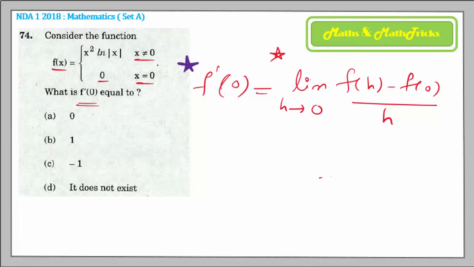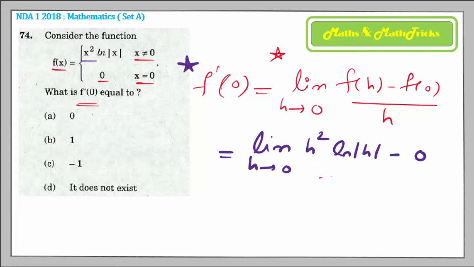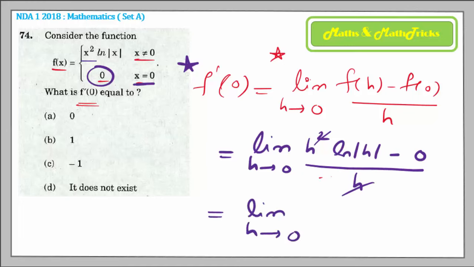Now let us evaluate this. So this is equal to limit h tends to 0, calculate f of h, it will be h square ln of mod h minus f of 0, which will be clearly 0. For f of h we have written h square ln mod h, and for x equal to 0 you can see f of 0 we have to take to be 0, so I am taking 0 there. So upon h, you can see this h gets cancelled, and what we are getting is limit h tends to 0, h into ln of mod h.